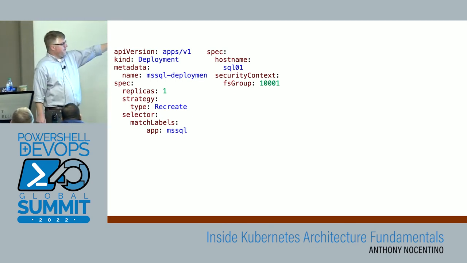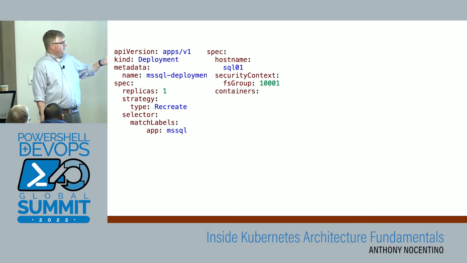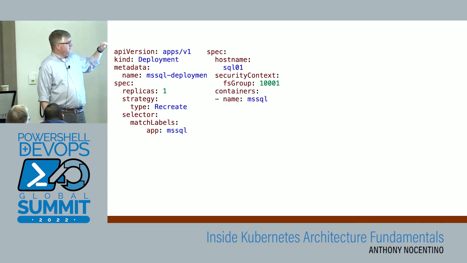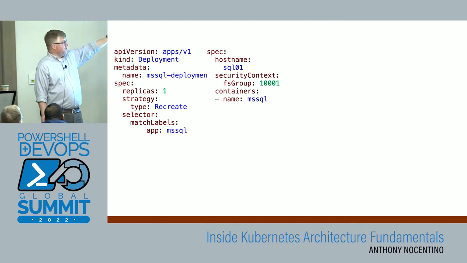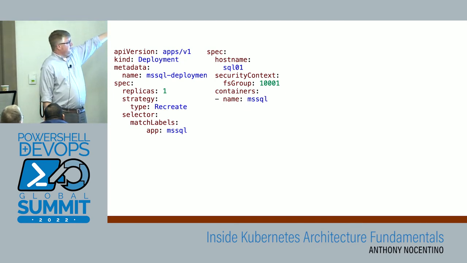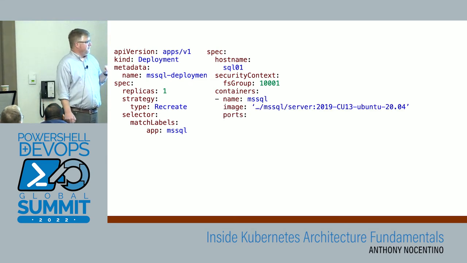And so this is a way to tell SQL Server that's going to run as the user ID 10001. And we'll look at that in more detail when we get into the containers itself, or when I start deploying SQL Server. So it's gonna run as user ID 10001, a non-zero user ID, so non-privileged user. So now, next thing I have to do is define a container, so that's the image that I'm gonna run. So 2019 CU13 on Ubuntu 20.